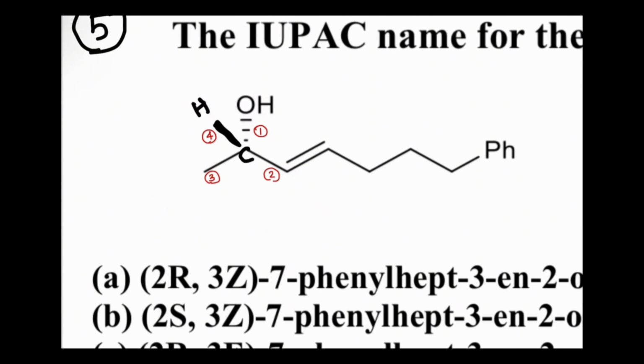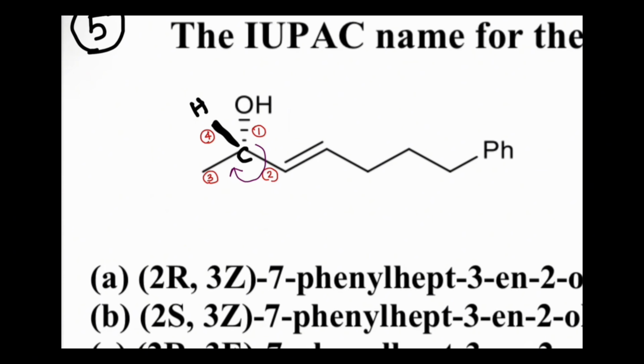And now we'll move from 1 to 2 to 3. We are getting clockwise. That means we are getting R. But the least priority group is coming towards us. That means we need to change the R to S. So the configuration on this carbon will be S configuration.